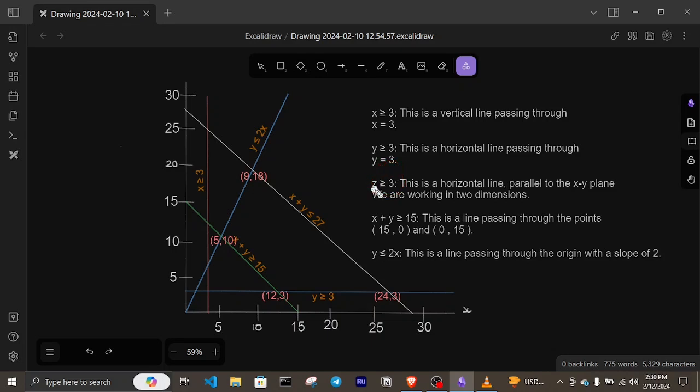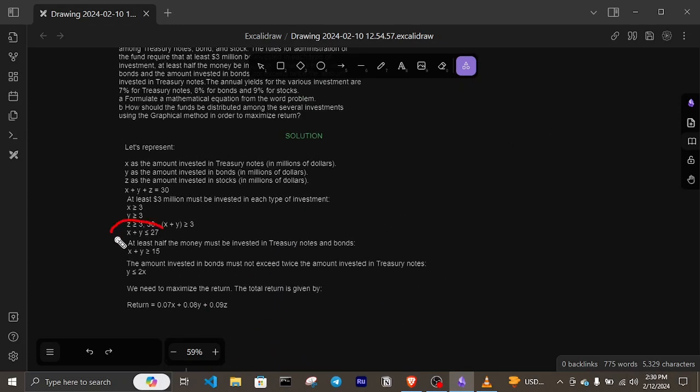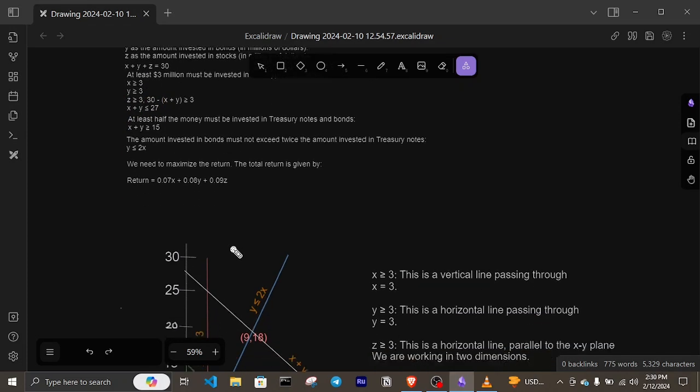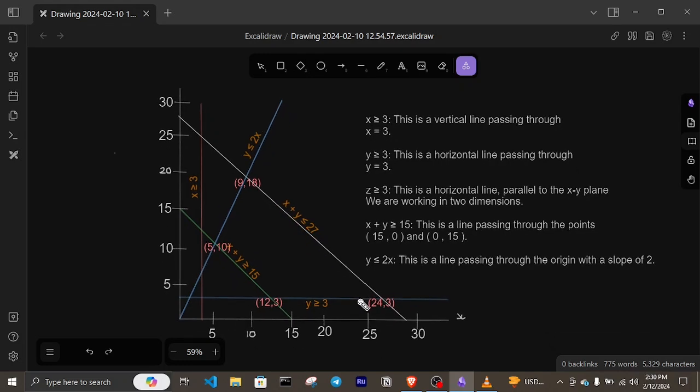And I told you that this z part is going to be the x plus y less than or equal to 27. So how do we represent that on the graph? If you have x plus y equals 27, when I say x is equal to 0, I'm going to get my y to be 27. Right? And when I put y to be equal to 0, I'll get my x to be 27. So I'm going to plot 27, 0 on the x-axis, and then 0, 27 on the y-axis. And then I'm going to connect them. That is how I get this line over here.